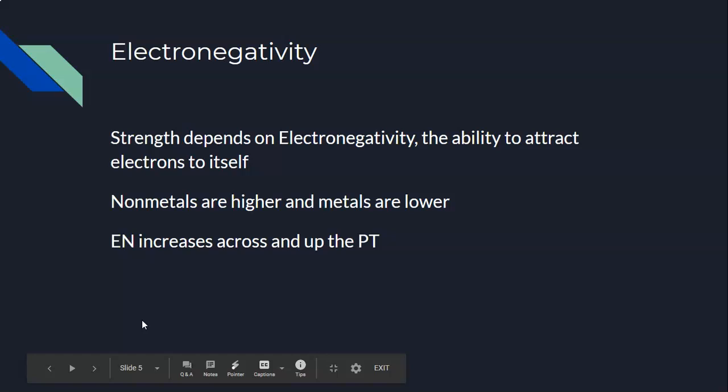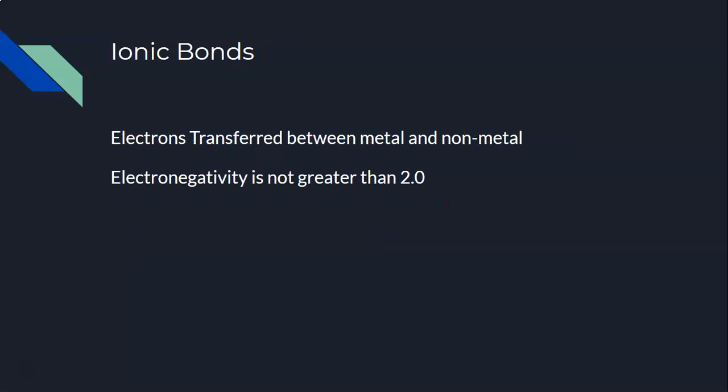Just a reminder, the strength of our bonds depends on our electronegativity, the ability to attract electrons to ourselves. Nonmetals are higher. Remember, fluorine's the most electronegative, and metals are lower. That has to go back with our periodic trend. Electronegativity increases as we go across and up the periodic table.